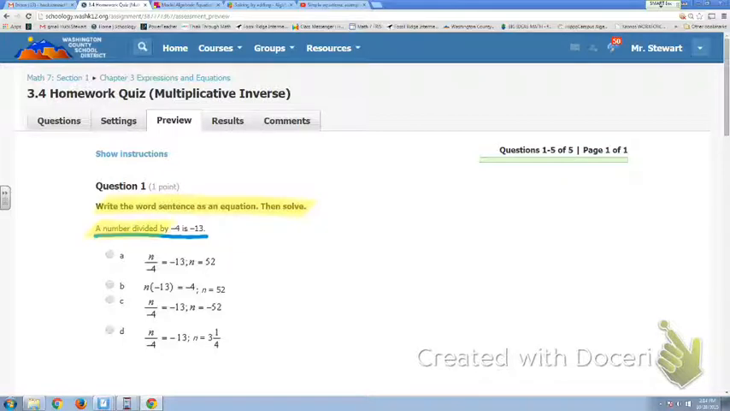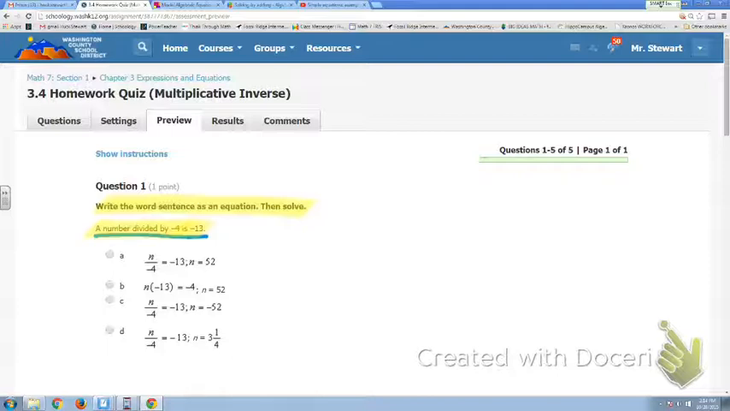Divided by is just an operation that you can show. A number being divided by something else, and I'll talk to you about that. And then it says -4, which is part of the equation, is a fancy way of saying is equal to, right? 3 is 3. Well, it's the same as saying 3 is equal to 3, and is equal to -13. Okay.